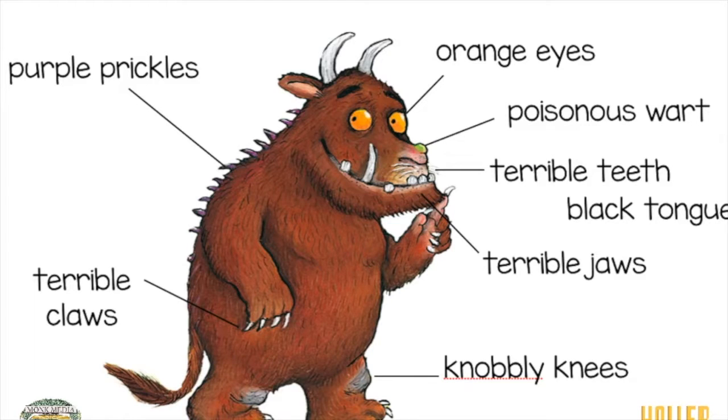The character has characteristics: purple prickles, orange eyes, a poisonous wart, terrible teeth with a black tongue, terrible jaws, knobby knees, and claws. So these are all features of the character. The artist has chosen to label these so that we can tell what's happening in each one of these features of this artist's work. We know what's going on with this character, and maybe perhaps why the character chose to do this.